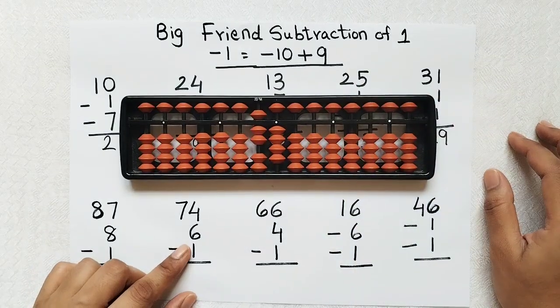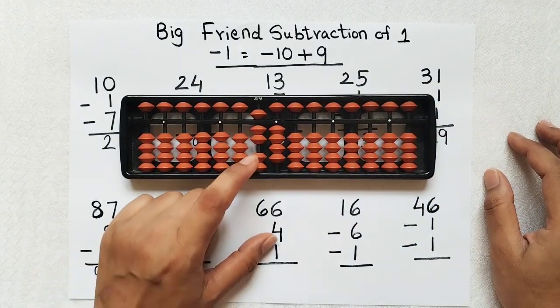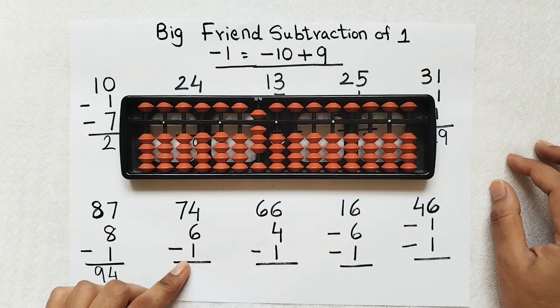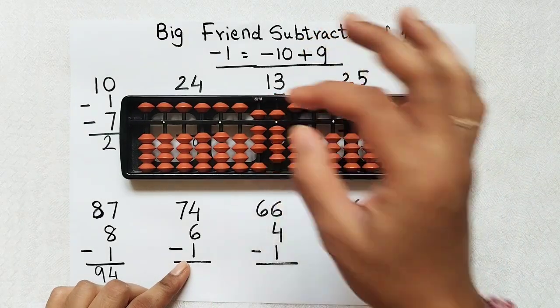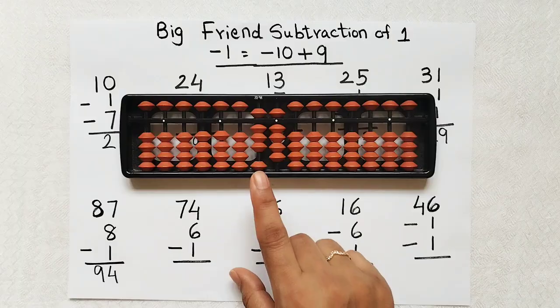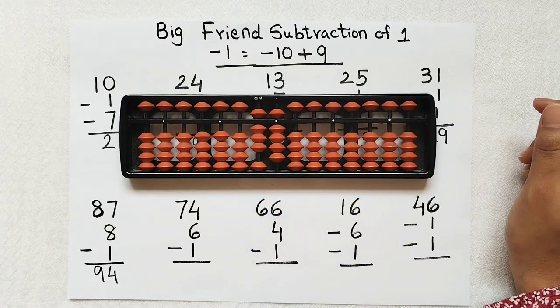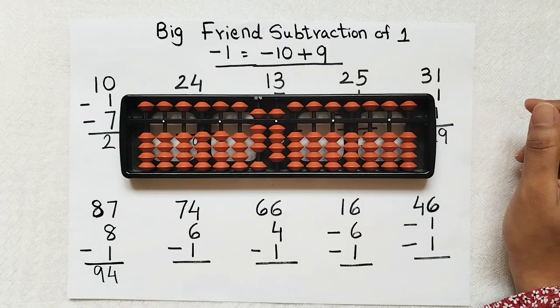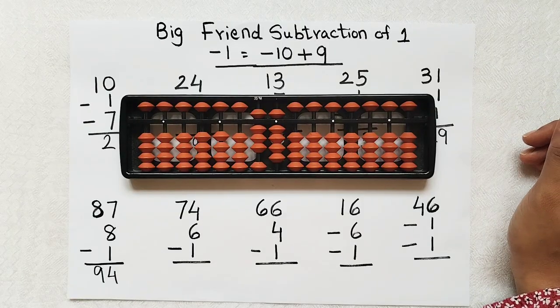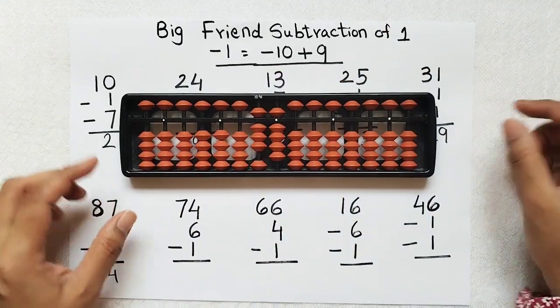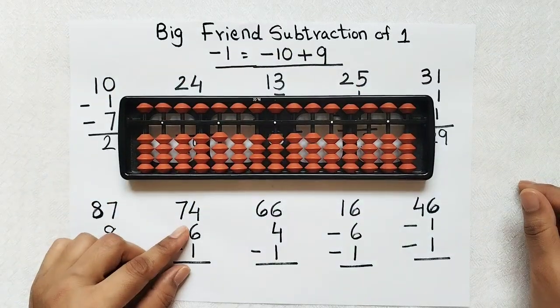Next one, 74 plus 6 less 1. 74 plus 6. Plus 6 is plus 10 less 4. Less 1. Less 1. Okay. My answer is 89. Is it correct? No? Why? What is wrong here? Yes. Always remember there are two steps. Less 10 and then plus 9. Okay. Let's do it again.